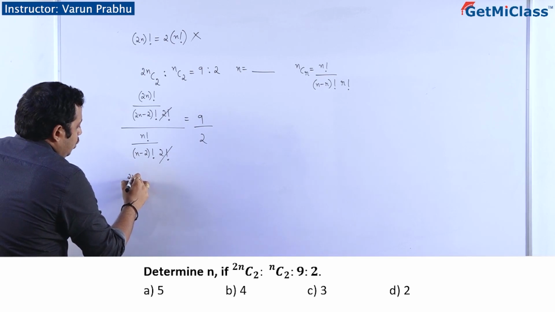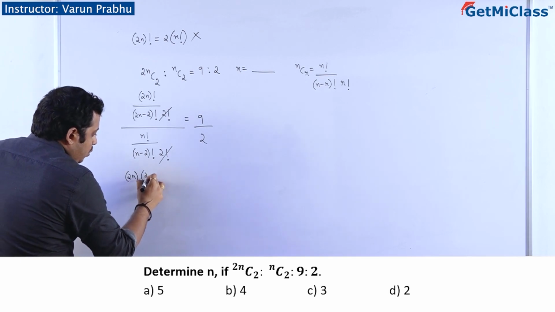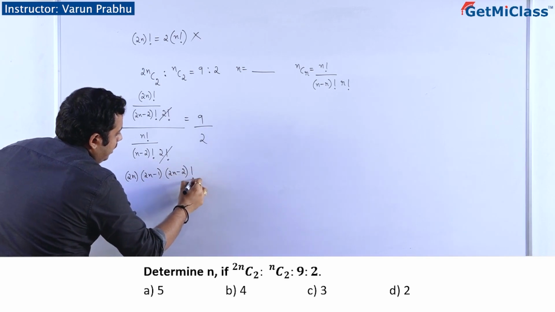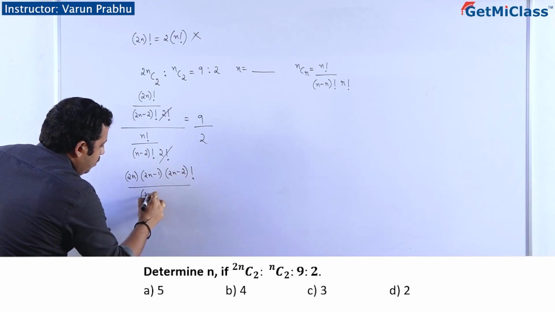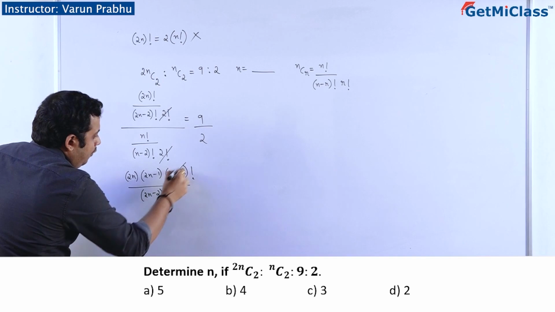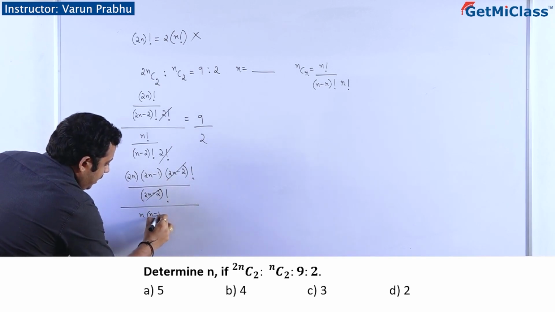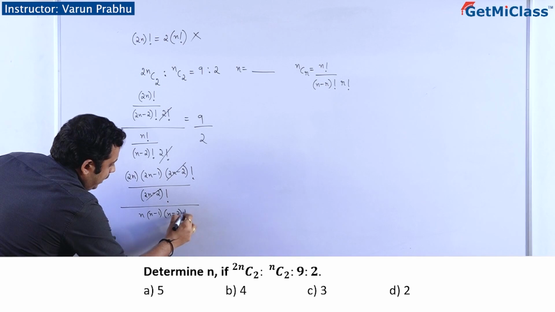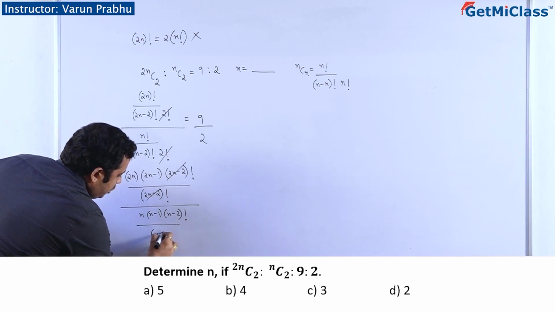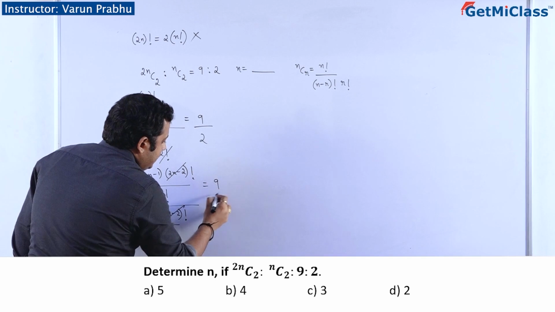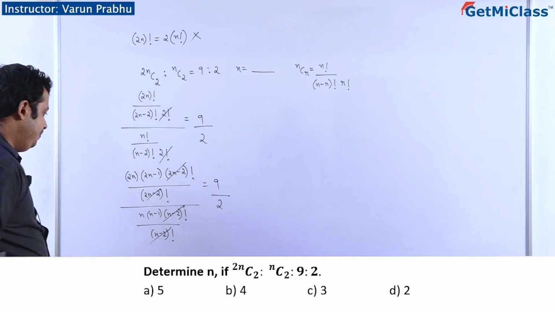So we can say 2n into (2n minus 1) into (2n minus 2)!, correct? Divided by (2n minus 2)!, of which this term and this term will get cancelled. n into (n minus 1) into (n minus 2)! divided by (n minus 2)!. So (n minus 2)! will get cancelled. That is equal to 9 by 2.